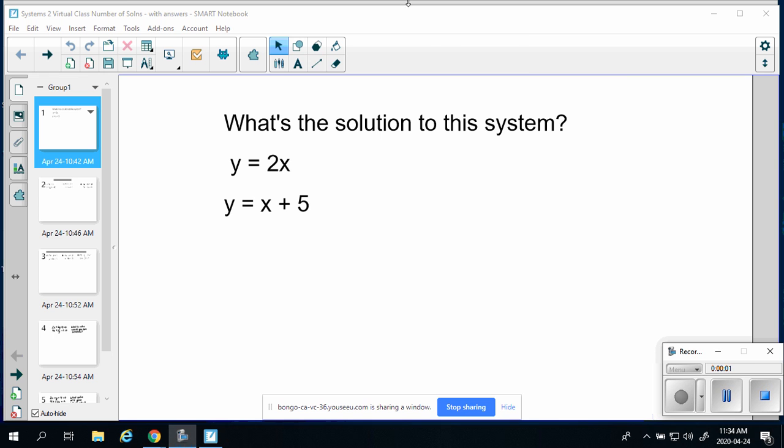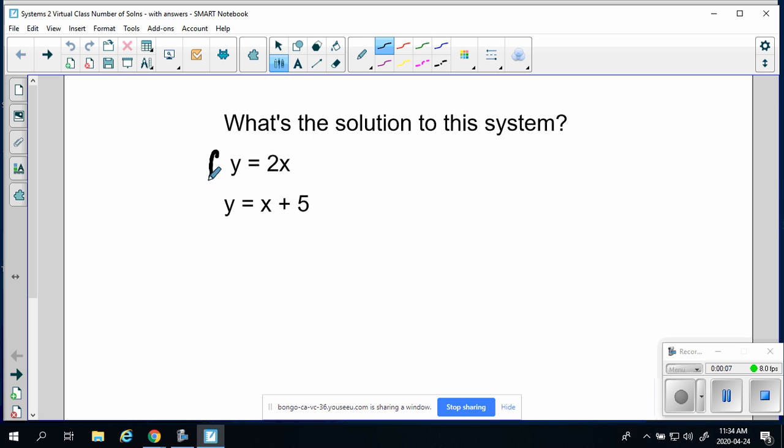Find the solution to this system. We've been given two equations and two variables, which means that we need to solve for both of them. One way you could solve this is you could say, oh, well, y is the same in both cases. So y is this and y is also that. So you could say that 2x is equal to x plus 5.